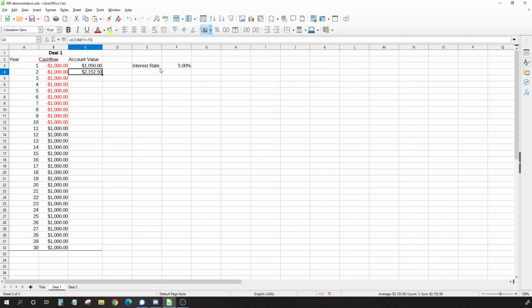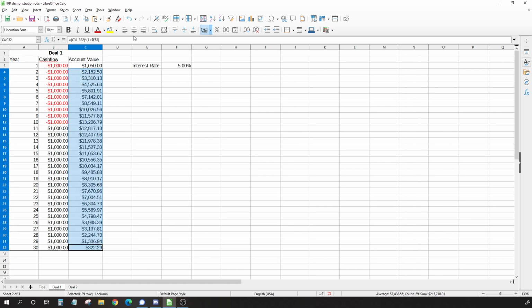Okay, that looks right. Then one thing that's very important to do, because we're going to be copying this formula, we want to make this reference an absolute reference, so it doesn't change as we're copying it down. Okay, there we go. We've successfully simulated the account value. And at the end, we got about $300 left over, which means our guess of 5% is pretty decent.